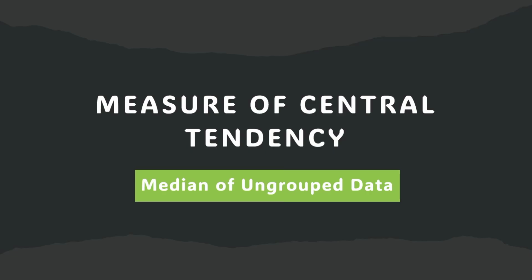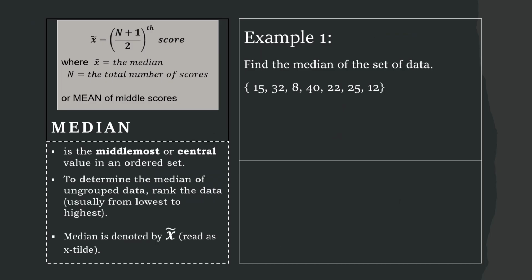Another measure of central tendency is the median. So in this video, we're going to find the median of ungrouped data. What is the median? It is the middlemost or central value in an ordered set. When we say ordered, they are in array, meaning arranged. When it is numbers, they are arranged in ascending or descending order.